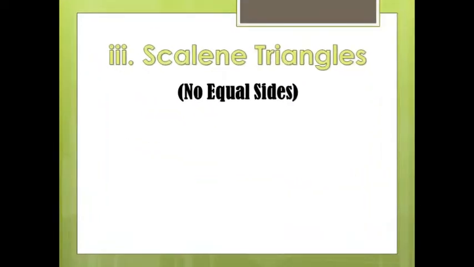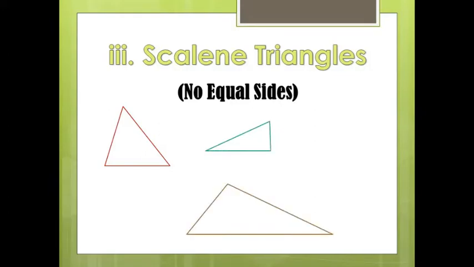Third one is scalene triangle. There is no side equal to any other side, so there are no particular properties. You can see there are different forms or different shapes of a scalene triangle. It can be any of these three or any other sort of type. There are no particular properties for this triangle. General properties will be applied here, that is, the sum of all the angles is equal to 180 degrees, and many more, which we will be learning in our next lessons.